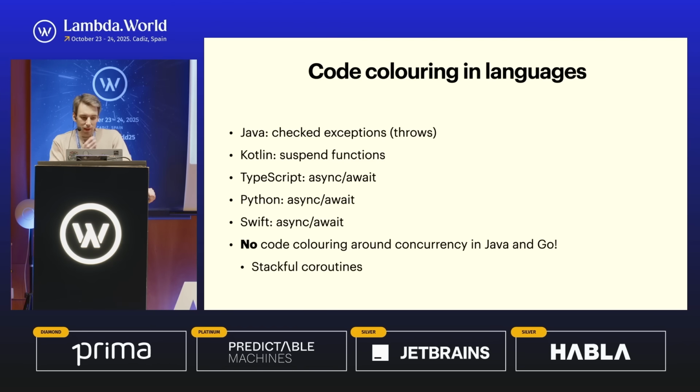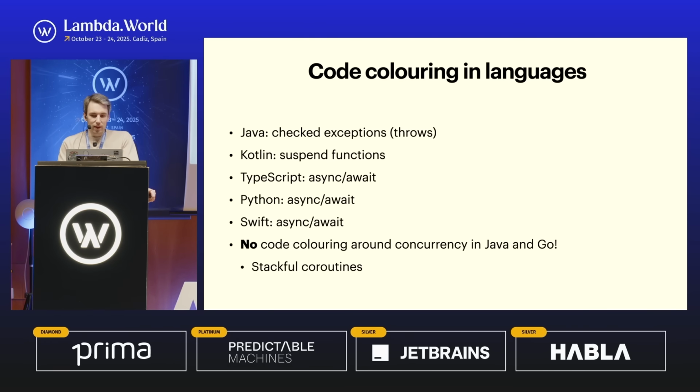However, it is also present in many, many languages. For instance, in Java, you could see it in the form of checked exceptions with throws. In Kotlin, TypeScript, Python, Swift, Rust, it's all about async await or some sort of concurrency. It's worth mentioning that Java and Go managed to do this without code coloring because they introduced stackful coroutines, where each coroutine has its own stack, so they can manipulate the continuation object on a slightly different level, and they don't have to materialize it out of thin air.